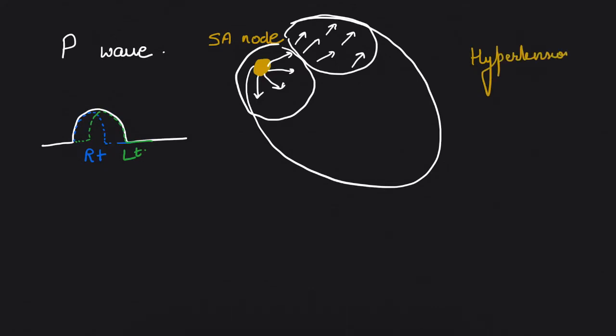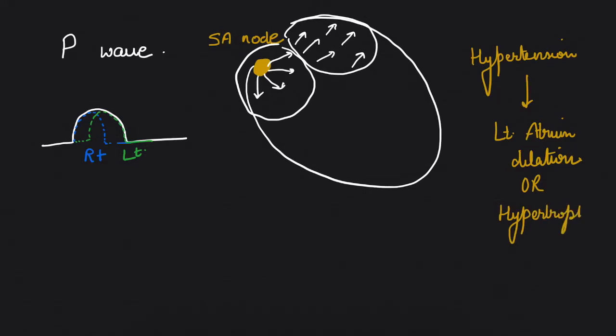Now we can understand this by reading a case of hypertension. In patients with hypertension, there is dilation of the left atrium initially, which later can lead to hypertrophy of the left atrium as well. So how do we differentiate these cases? What will happen in cases of dilatation? If the left atrium is distended, the P wave will take more time to depolarize the left atrium.